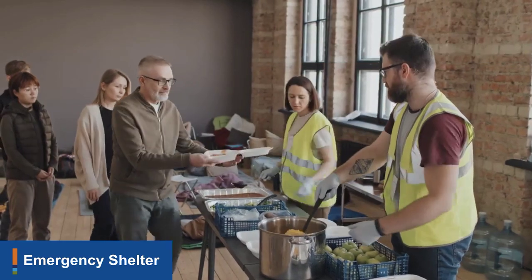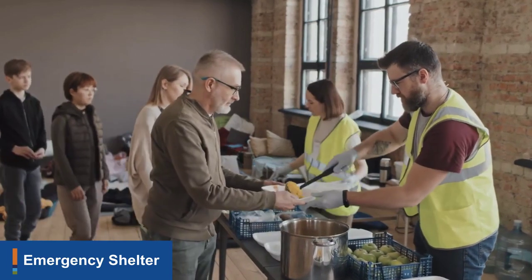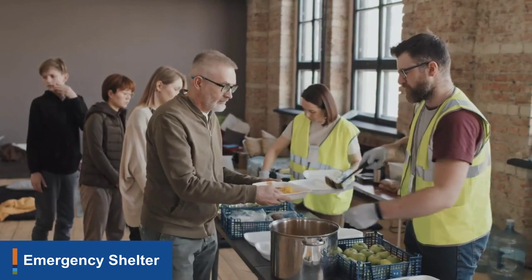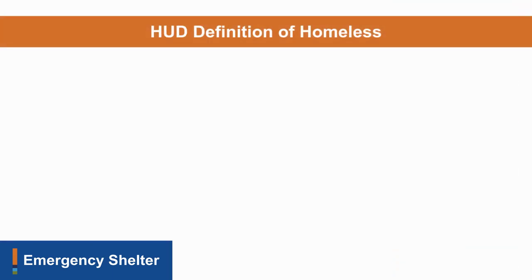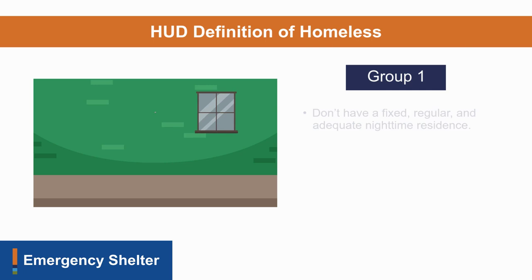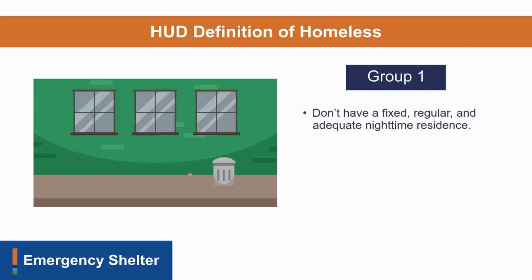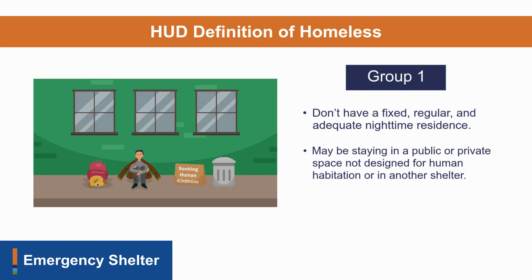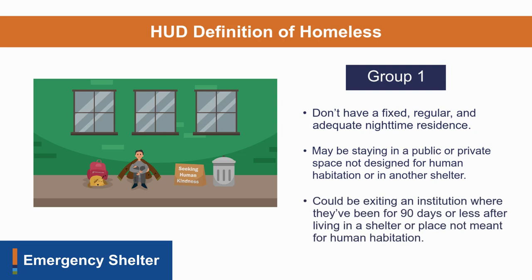People who would be considered eligible for emergency shelter assistance are those who fit the HUD definition of homeless. Broadly speaking, they are in one of 2 groups. The first are those individuals and families who don't have a fixed, regular, and adequate nighttime residence. They may be staying in a public or private space not designed for human habitation, or in another shelter. They also could be exiting an institution where they've been for 90 days or less after living in a shelter or place not meant for human habitation.